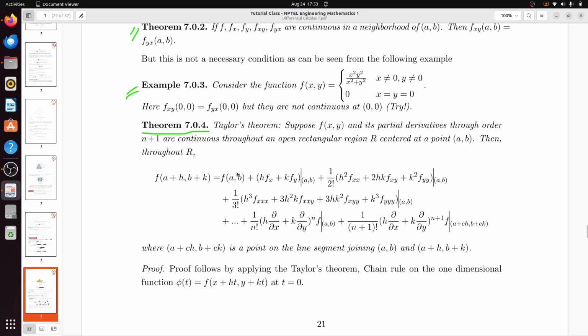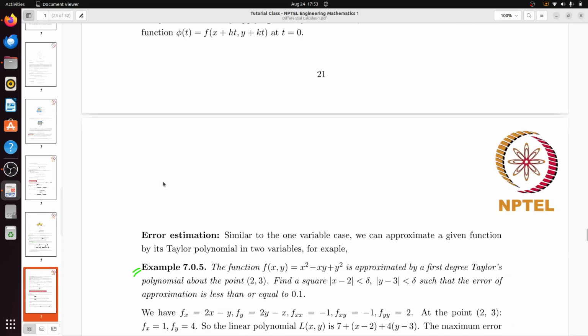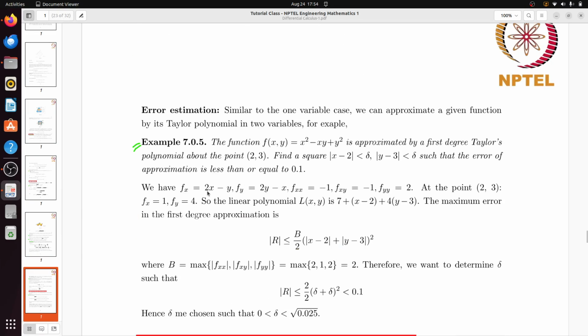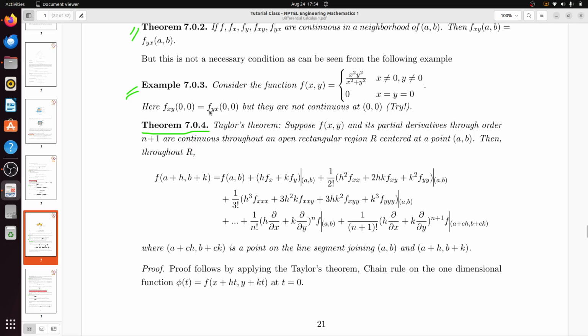Next I will move to a very important thing, that is called Taylor's theorem. Suppose f(x,y) and its partial derivatives through order n plus 1 are continuous throughout an open rectangular region R centered at a point (a,b). Then throughout R, f(a+h, b+k) can be written as a summation of f(a,b) plus h fx plus k fy at the point (a,b).